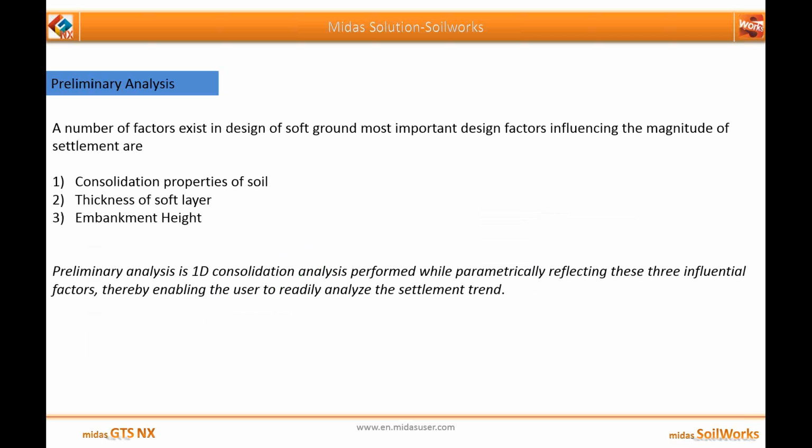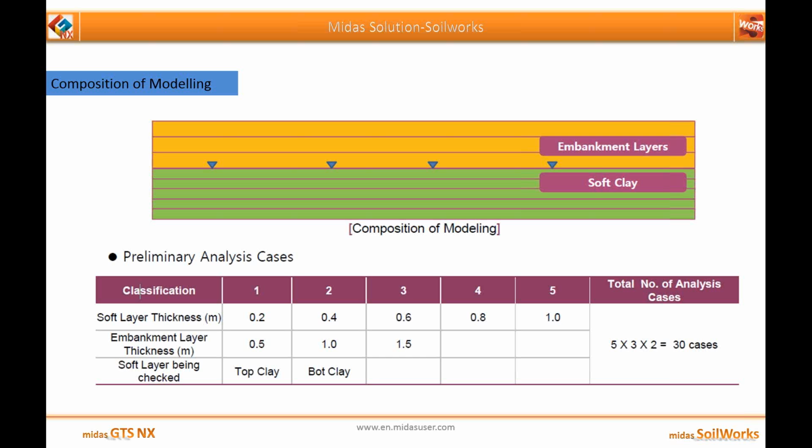So first of all, about preliminary analysis, a number of factors exist in design of soft ground, and the most important design factors influencing the magnitude of settlement are consolidation properties of soil, thickness of soft layer, embankment height. Now, preliminary analysis is 1D consolidation analysis performed while parametrically reflecting these three influential factors, thereby enabling the user to readily analyze the settlement trend. So it is basically a first-hand analysis which will give you an idea of how the settlement trend is going to happen.